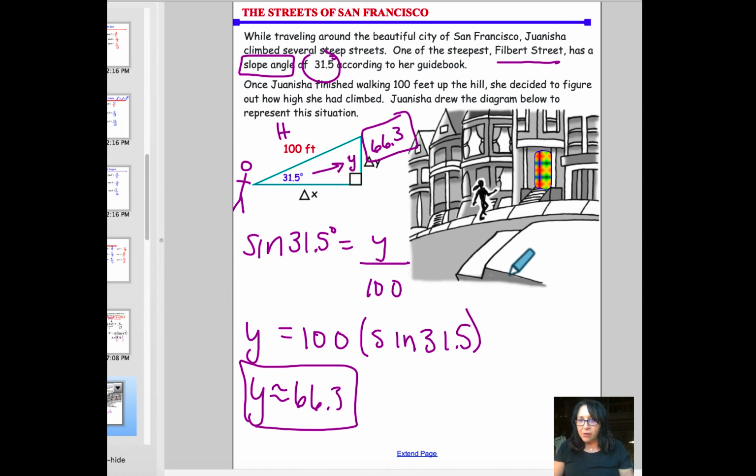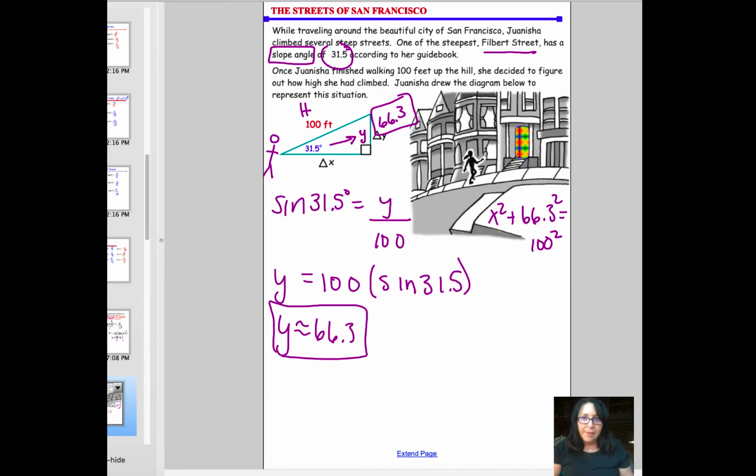You could use the Pythagorean theorem, of course. You could say x squared plus 66.3 squared is equal to 100 squared. You absolutely can use the Pythagorean theorem instead. I'm going to finish this off by using cosine, because now I want to find this side. I'm not going to use the Pythagorean theorem. And so now, in order to find this adjacent side, which is right here, I'm going to use cosine.